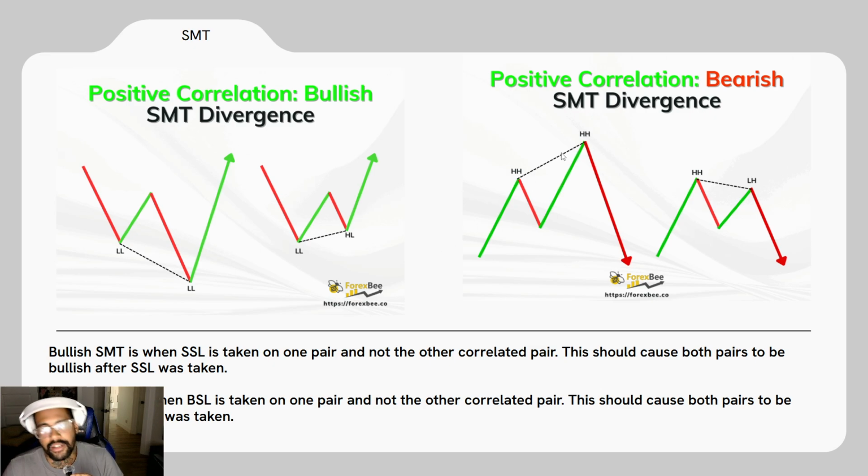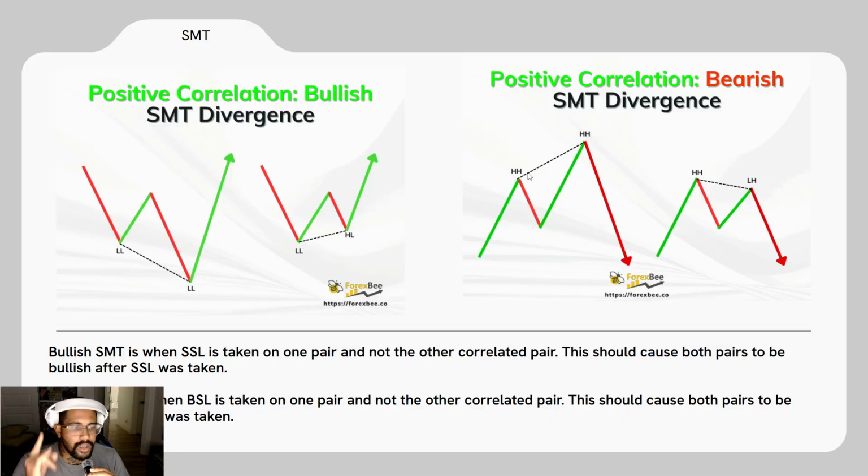Now let's look at this side. Let's say this is NASDAQ and this is S&P 500. NASDAQ, what does it do? It takes the high, sweeps liquidity and starts going down. But this one doesn't take liquidity, still goes down because there's SMT divergence.